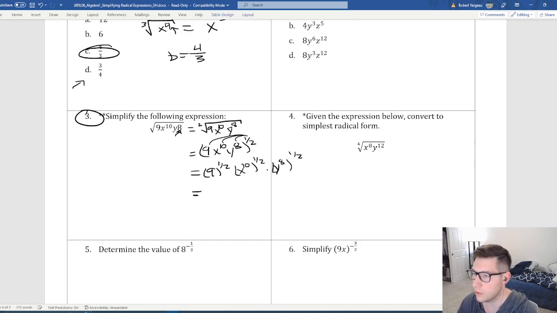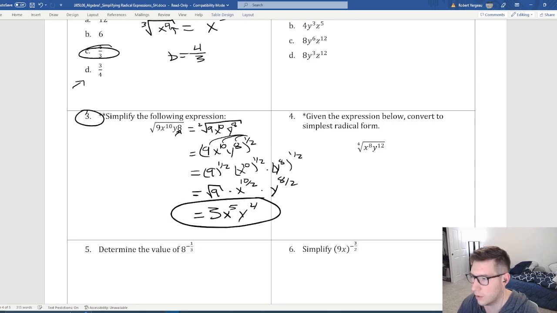And so again, going through and simplifying, I get to apply this 1/2. All right, that's the square root of 9, times, I now get to use power to a power, 10 over 2, right? Just multiplying 10 times 1/2, times y to the 8 over 2. Again, multiplying 8 and 1/2. Square root of 9, that's going to be 3. X, 10 divided by 2 to the 5th. Y, 8 divided by 2 to the 4th. And that is our ending expression.